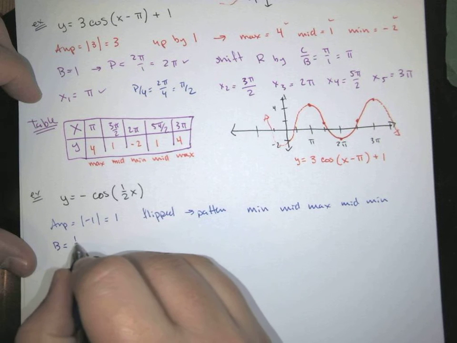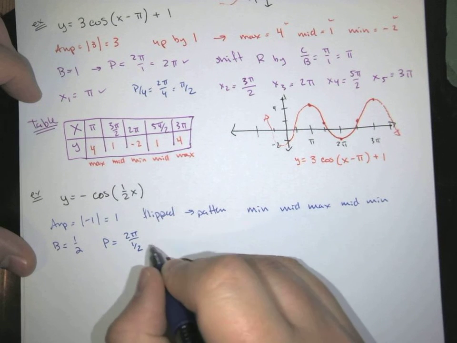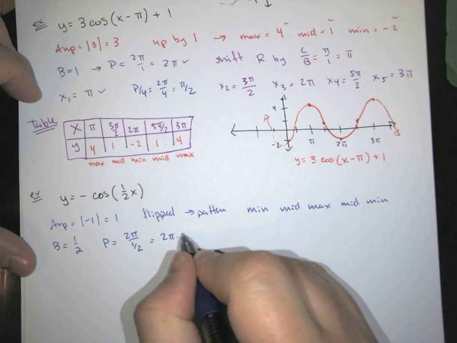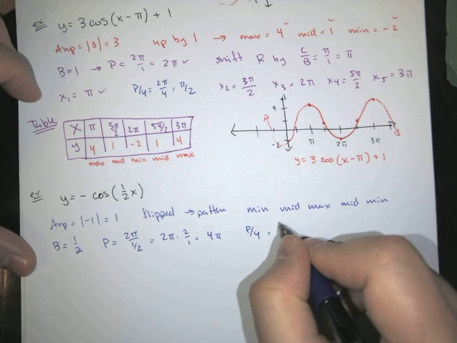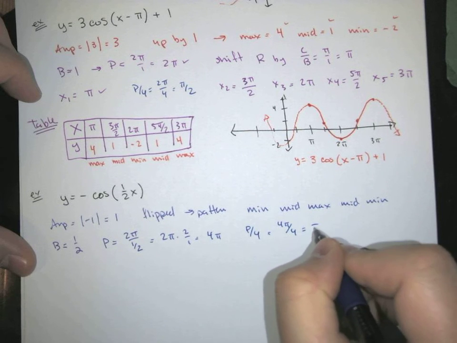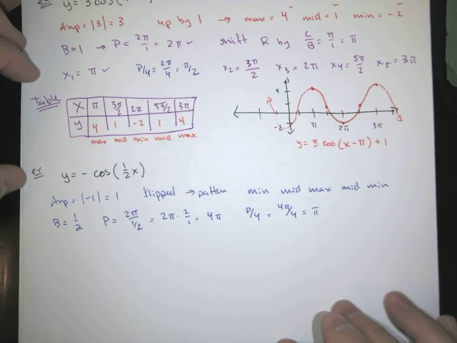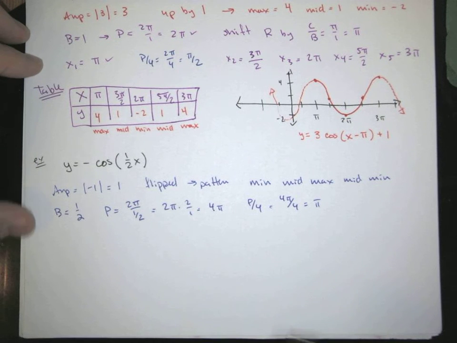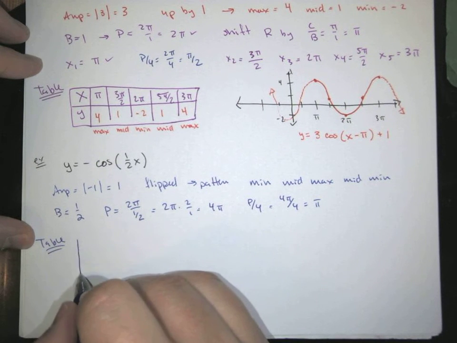B value here is 1/2, so my cycle length, 2 pi divided by 1/2, that's really times 2 over 1, which would be 4 pi, quarter cycle, 4 pi over 4 is going to be pi. These are some extremely polite x values, so I'm just going to jump right to the table. I'm sure you agree.